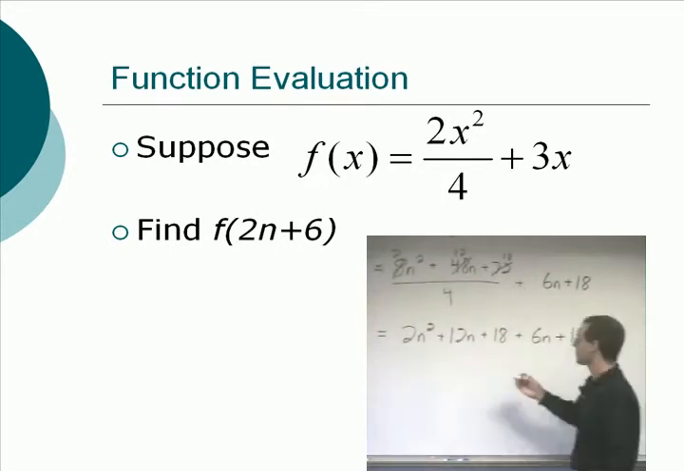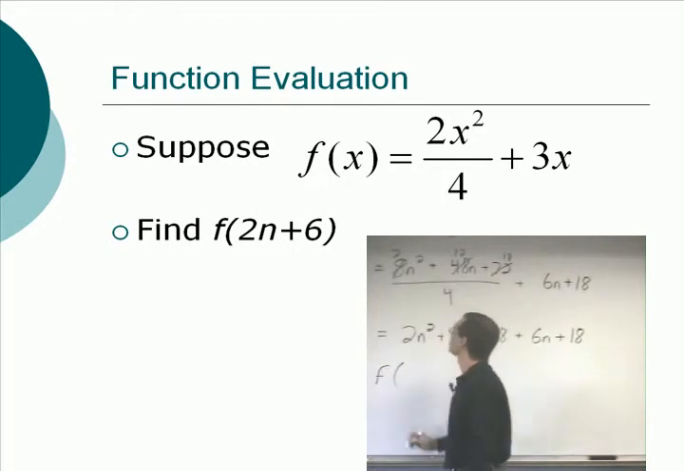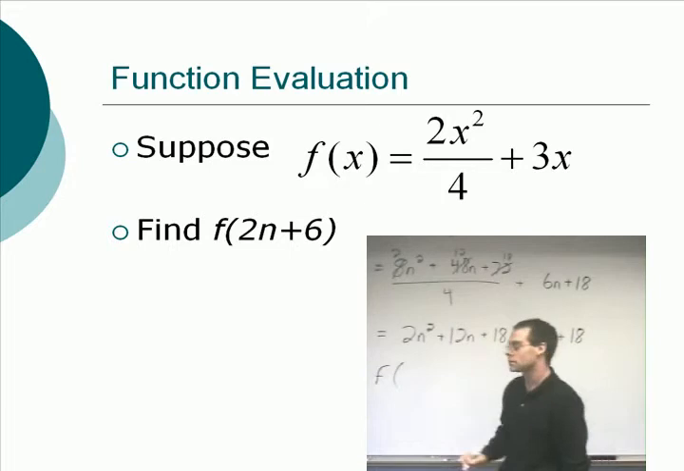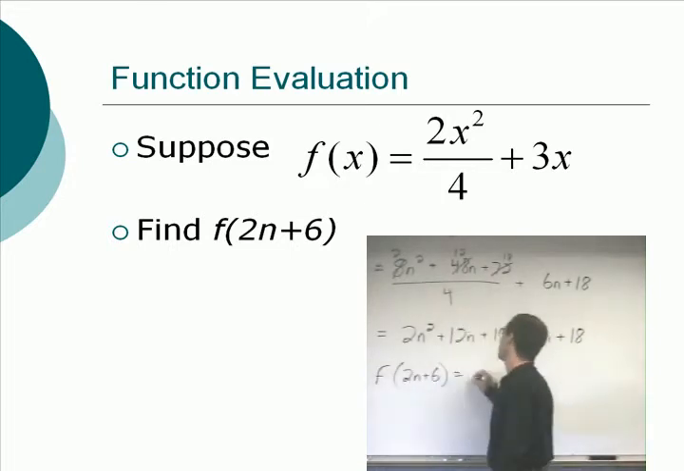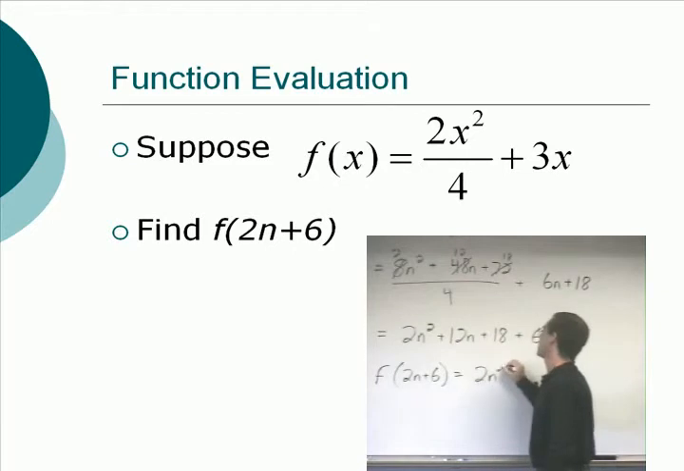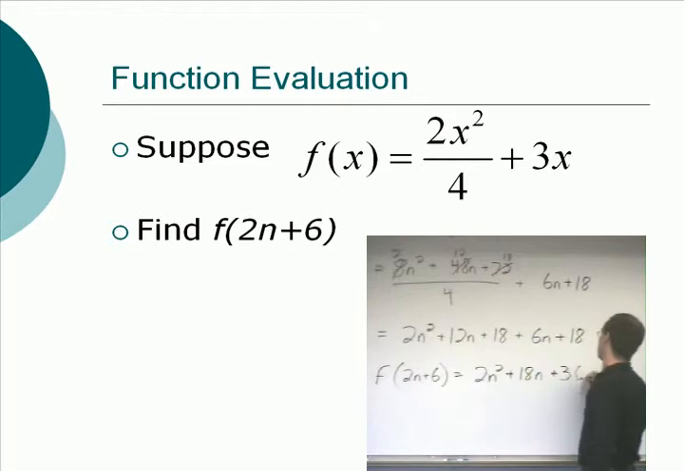Combine our like terms, we can conclude that f of 2n plus 6 equals 2n squared plus 18n plus 36. And there it is.